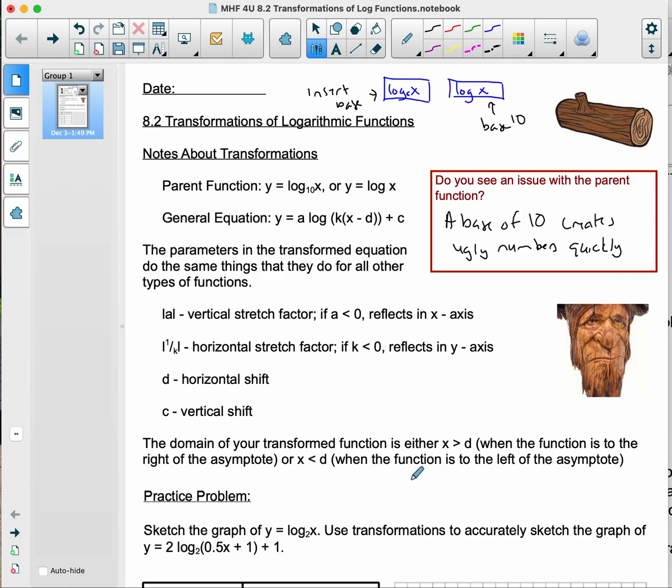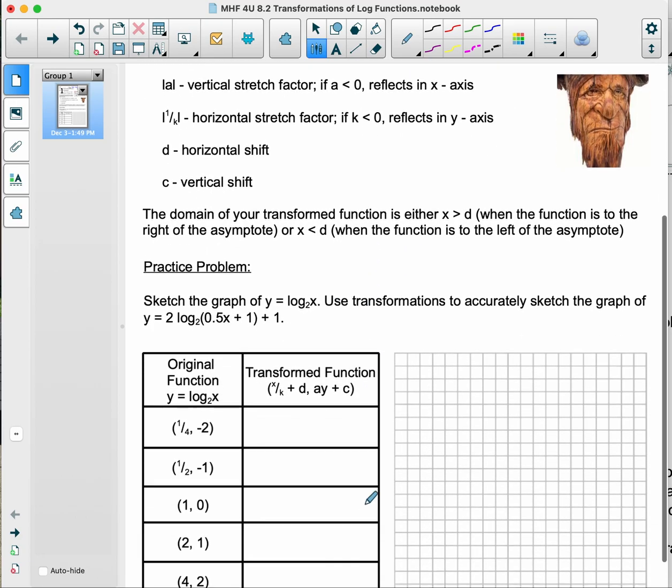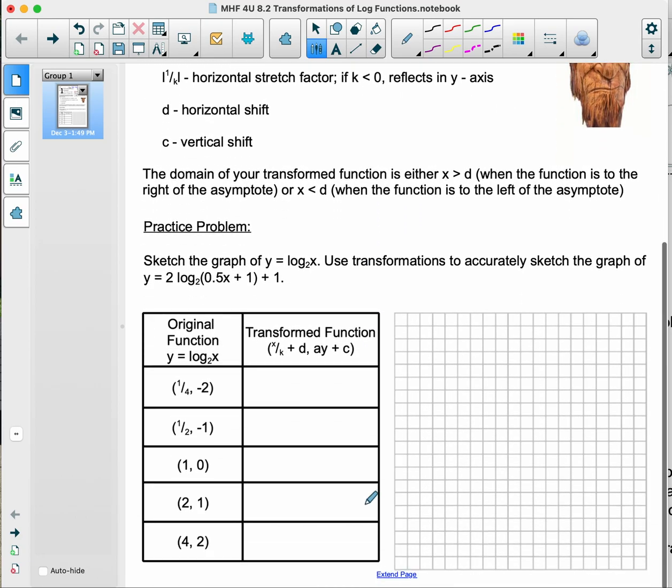Your domain for your transformed function is usually going to be x is greater than d, because d is your horizontal shift, so your vertical asymptote will shift horizontally, unless your function has been reflected. If it's been reflected, then it's going to be x is less than d. Your range is always all real numbers. And there's one practice problem, and hopefully you remember how to do transformations, and this day was not too bad.